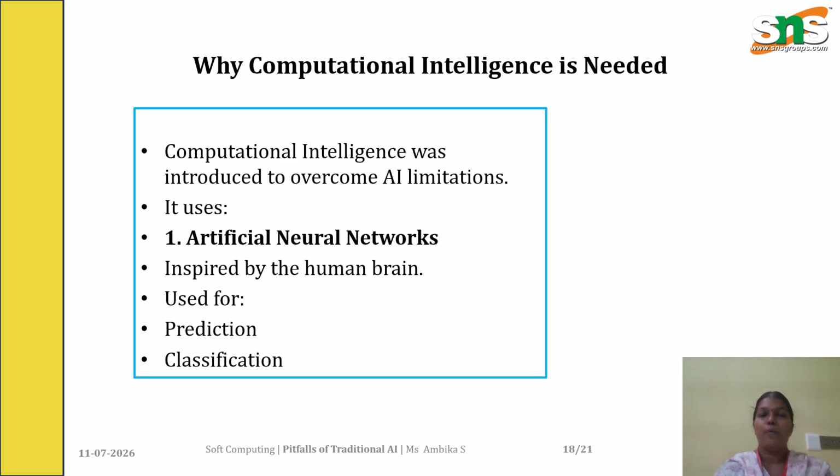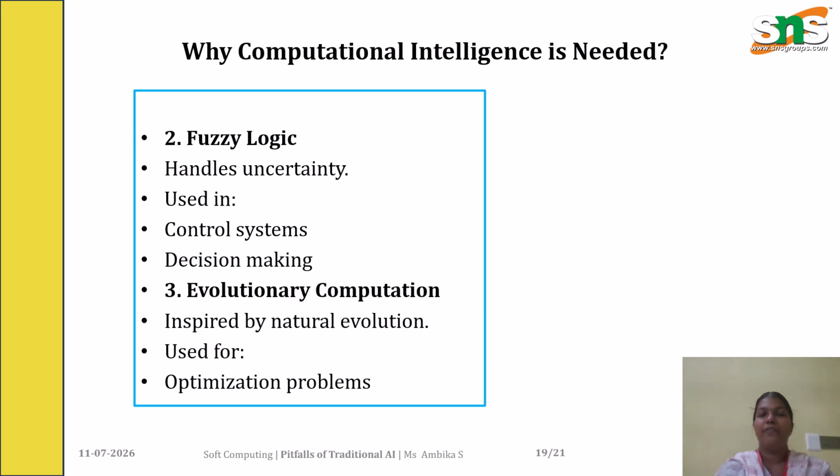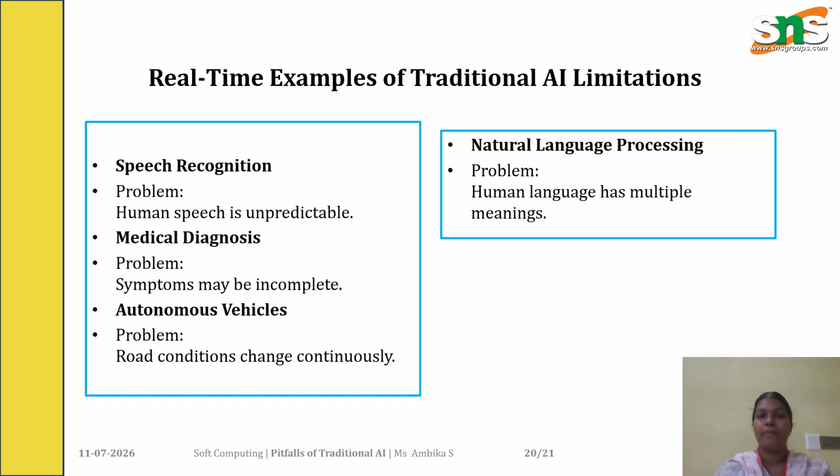Why is computational intelligence needed? To overcome all these AI limitations, we use artificial neural networks, fuzzy logic, and evolutionary computation. Real-time examples are speech recognition, medical diagnosis, autonomous vehicles, and natural language processing.